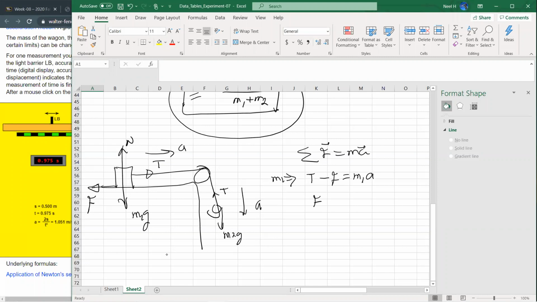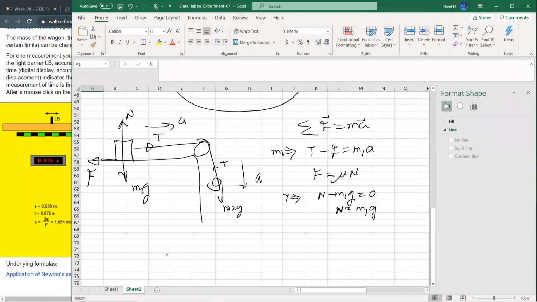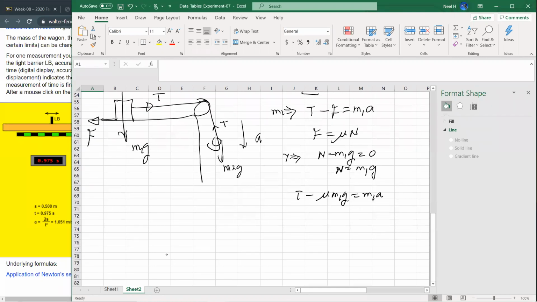Whenever you see the friction force, by now you know friction force is equal to the friction coefficient times the normal force. And to find the normal force, you look at the y-axis direction on mass M1. Then you can see normal force minus M1G is equal to 0. Normal force equals simply M1 times G. So if I put all of this information together, you have one equation: T minus mu times M1G is equal to M1A. That is equation number 1.